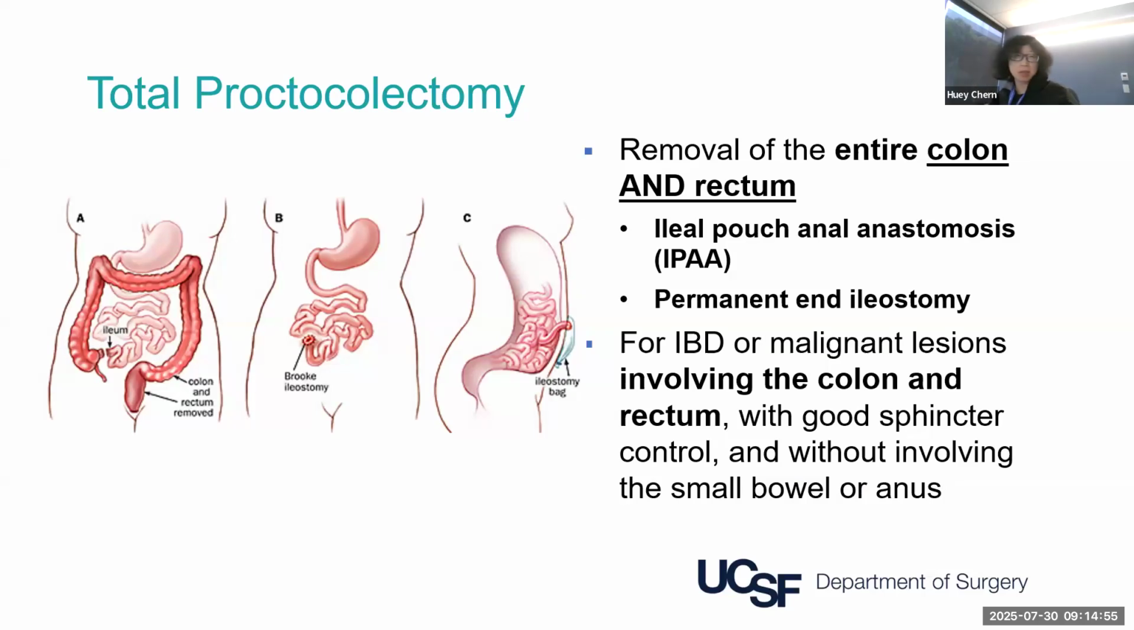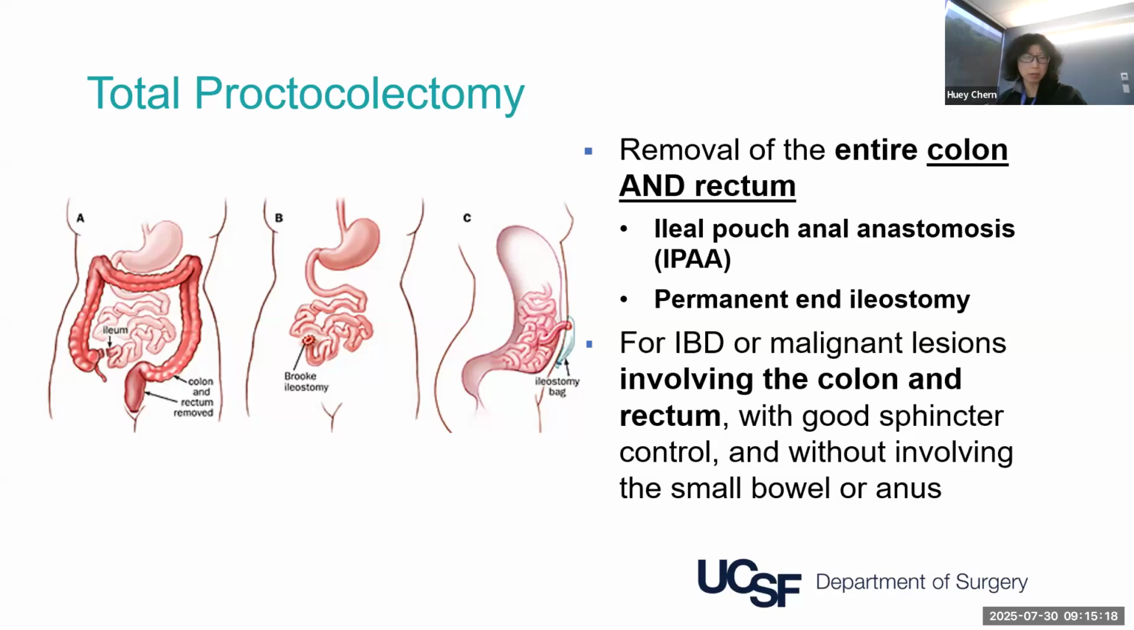So total proctocolectomy, thinking back to what I mentioned about total abdominal colectomy. The abdominal colectomy means the colon is removed, but the rectum is left behind. But total proctocolectomy would mean that the rectum is also removed.